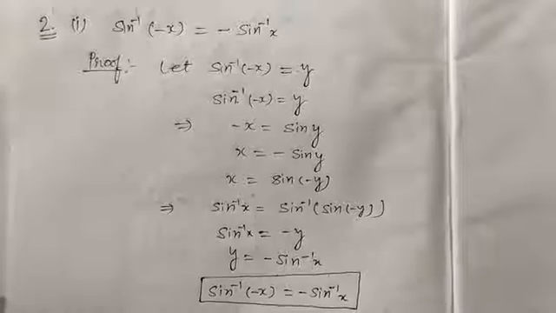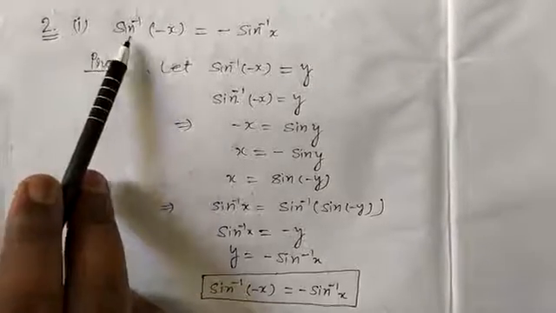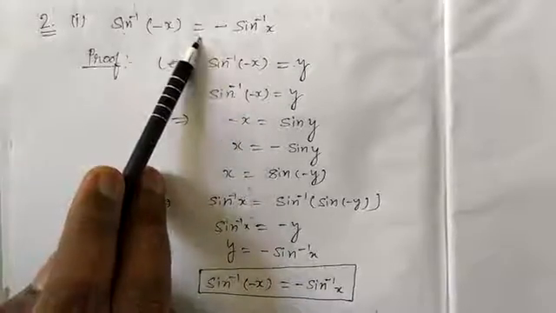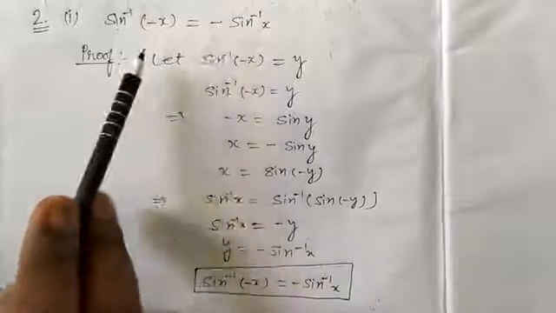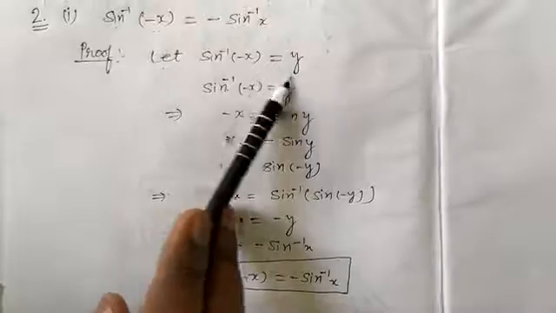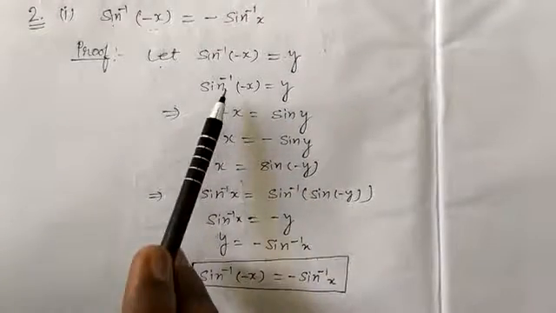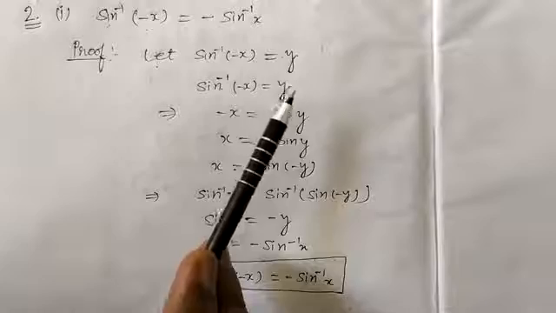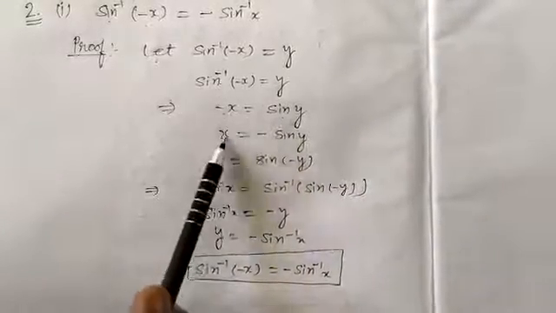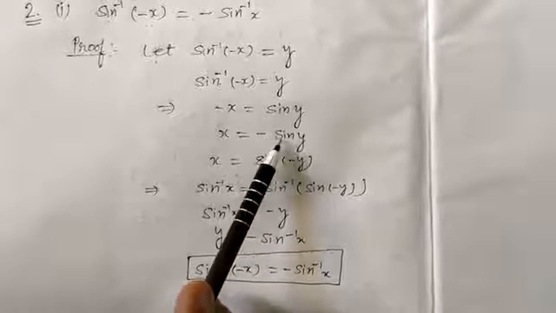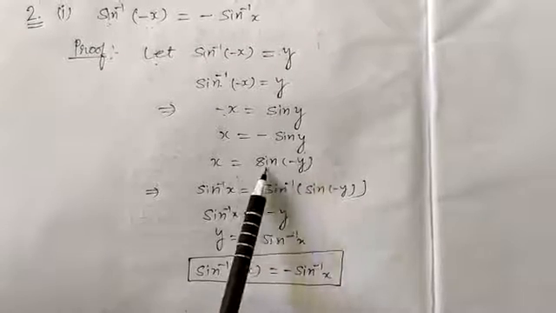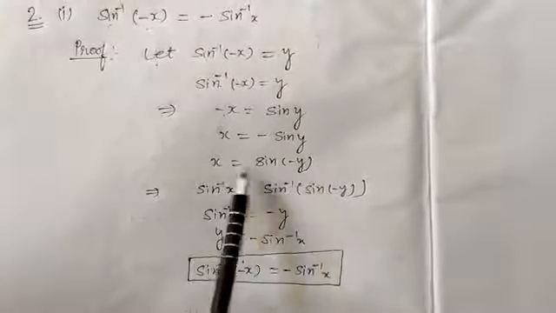Now students, the second property is sine inverse minus x equals minus sine inverse x. Sine inverse minus x is equal to minus sine inverse x. How will you prove this? Now see, let sine inverse minus x equal y. If we transfer this sine inverse to this side, then you will get minus x equals sine y. Then you will get x equals minus sine y. And you know that sine minus theta is minus sine theta. So minus sine y you can write as sine minus y. x equals sine minus y.